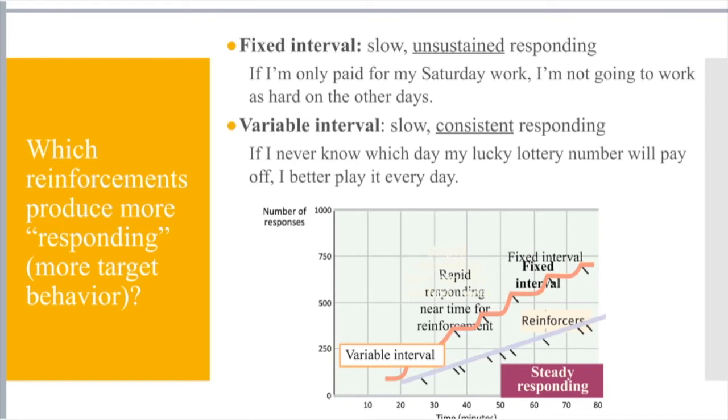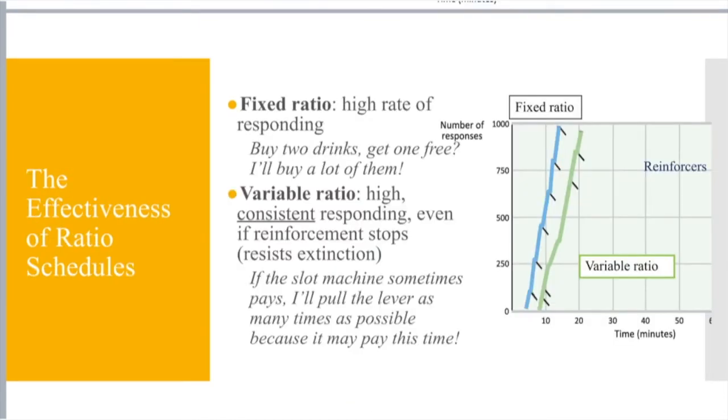So you can see in this graph here, fixed interval is slow and unsustained. The responding time near reinforcement is quick, but then it's inconsistent, right? Whereas variable interval is far more steady response there. Looking at this one, fixed ratio has a high rate of responsiveness, and variable ratio is highly consistent.